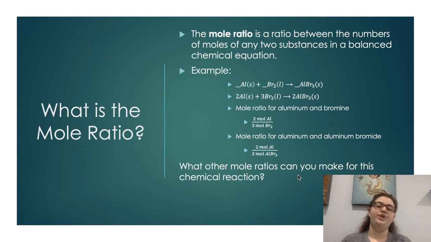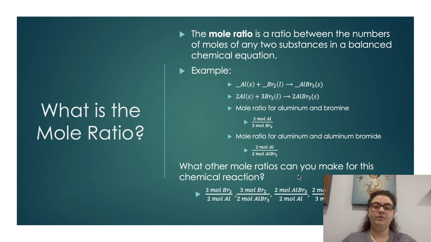So what other mole ratios can you make for this chemical reaction? Okay, yes, that's correct. There are 4, but can anyone tell me what they are? Almost right. So we can compare bromine to aluminum, bromine to aluminum bromide, aluminum bromide to aluminum, and aluminum bromide to bromine. So in total, you have 6 mole ratios for one balanced equation with 2 reactants and 1 product.